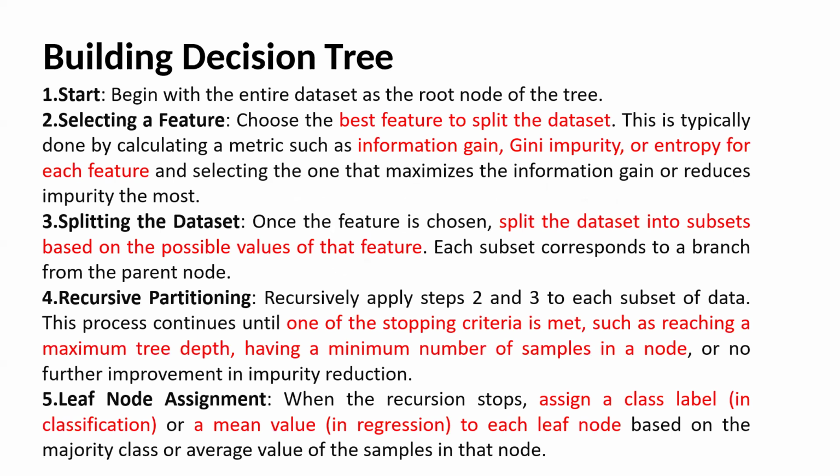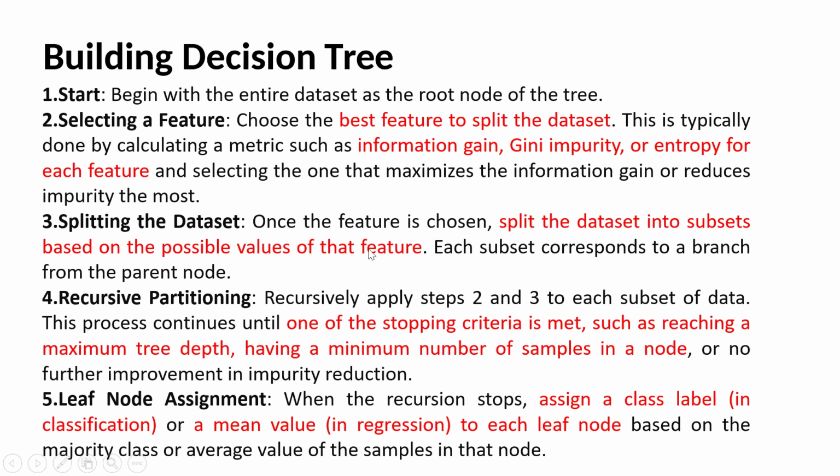So the first step is we have to begin with the entire data set as the root node of the tree, and we need to select a feature, which is the best feature to split the data set. This is typically done by calculating a metric, such as entropy, information gain, or Gini impurity. And then we will select the feature that gives the maximum value for the information gain. So we need to split the data set.